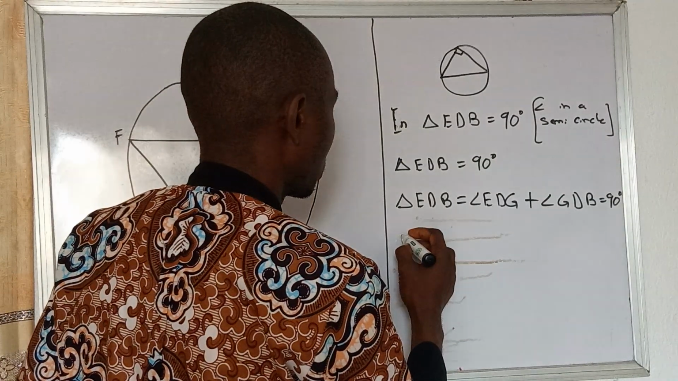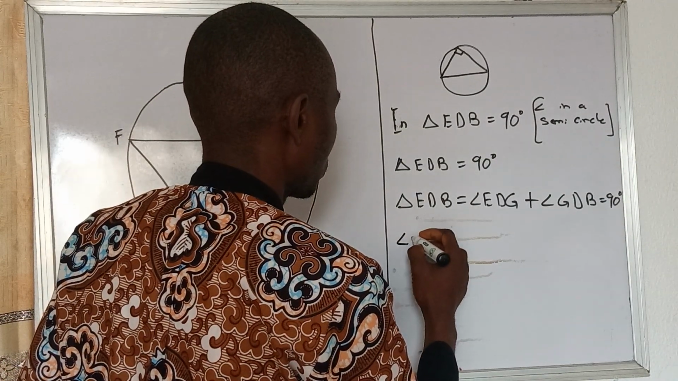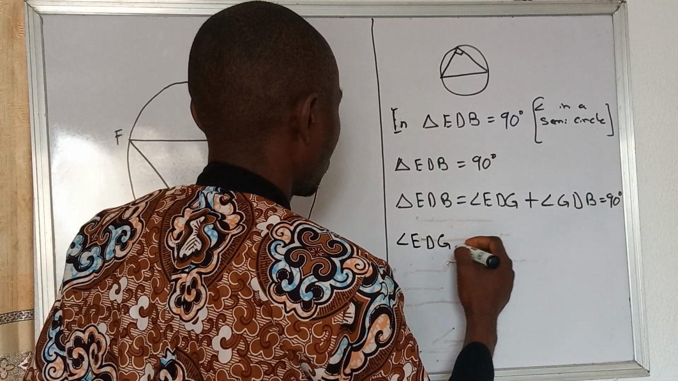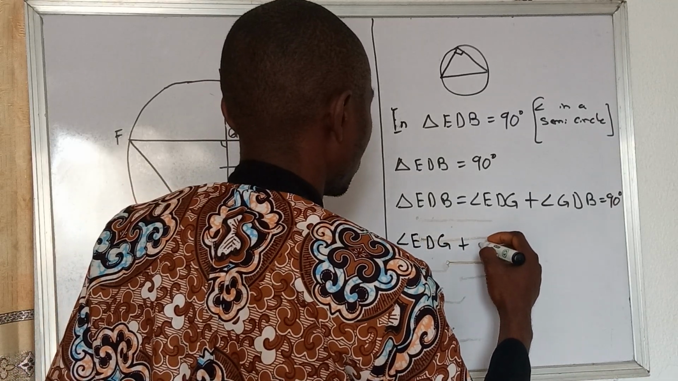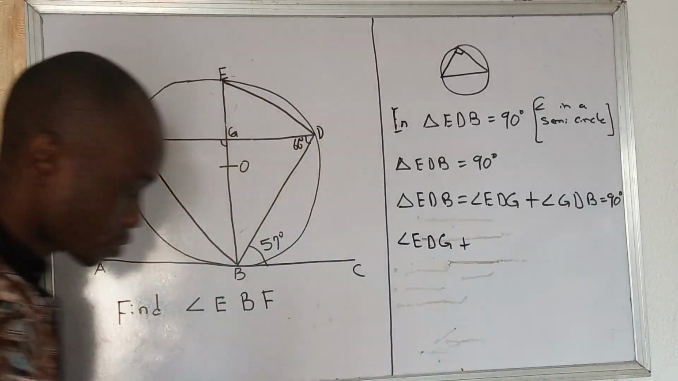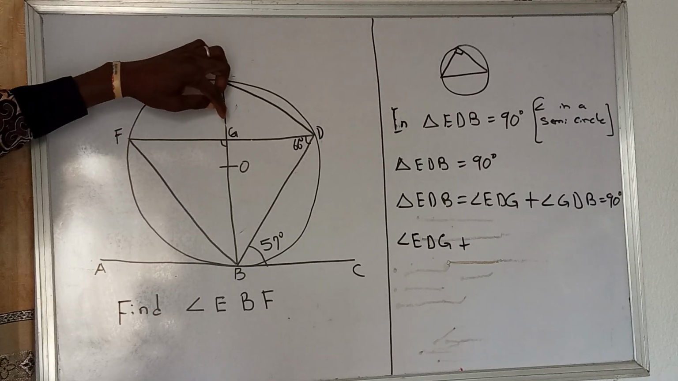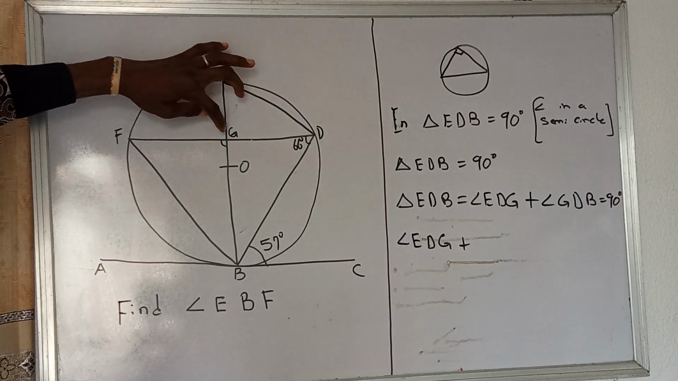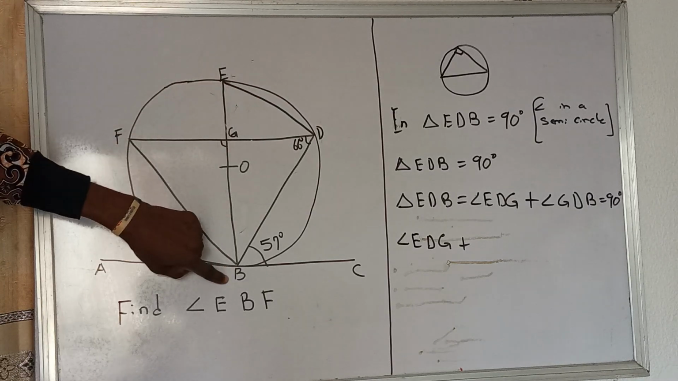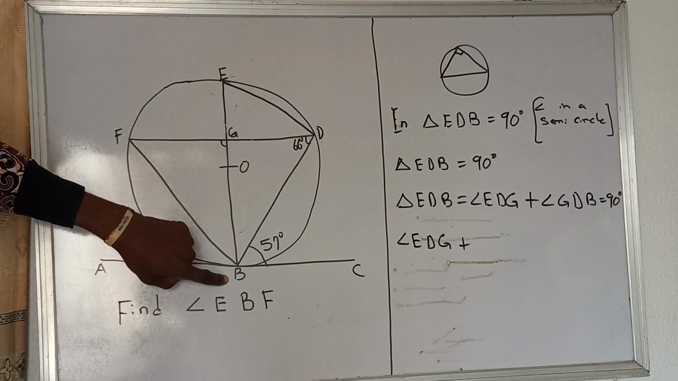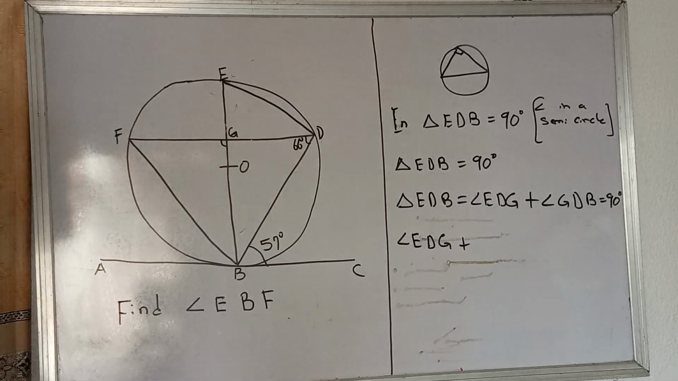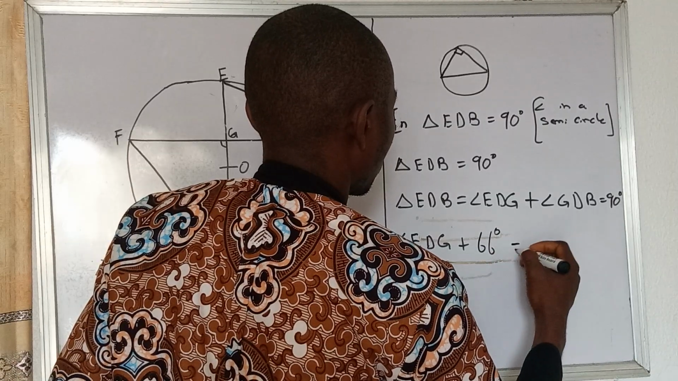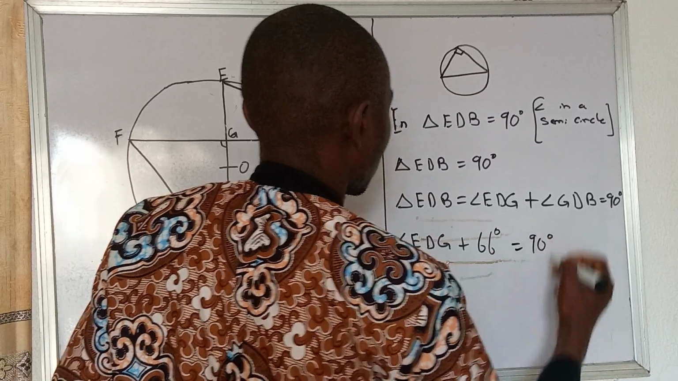So we're gonna have something like this. Say angle ADG plus angle I. Then the angle boundary, which is the reference angle between G and B, happens to be what? 66 degrees. So let's have it as 66 degrees equals to what? 90 degrees.